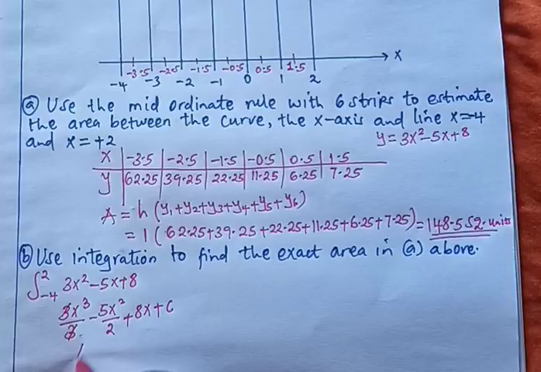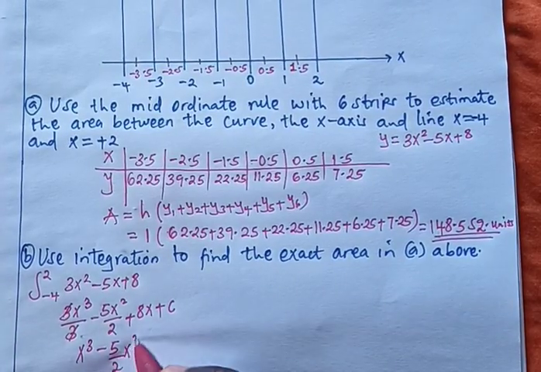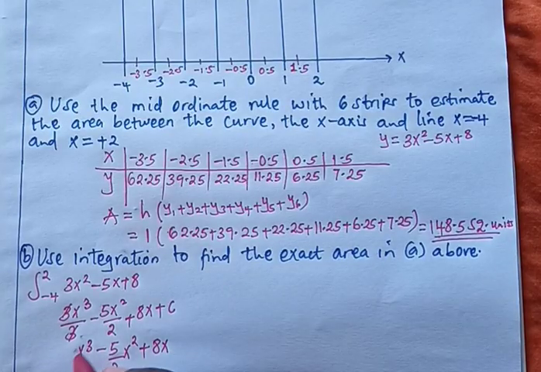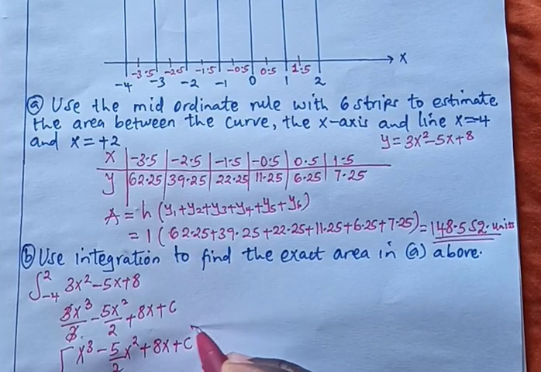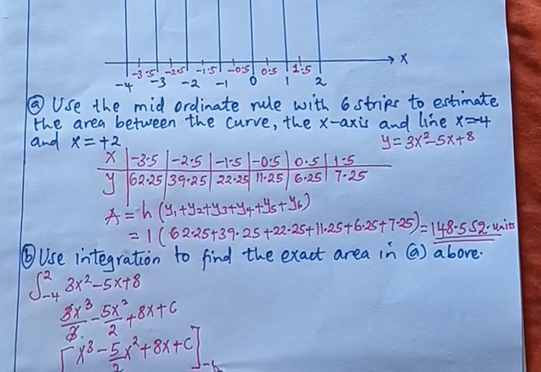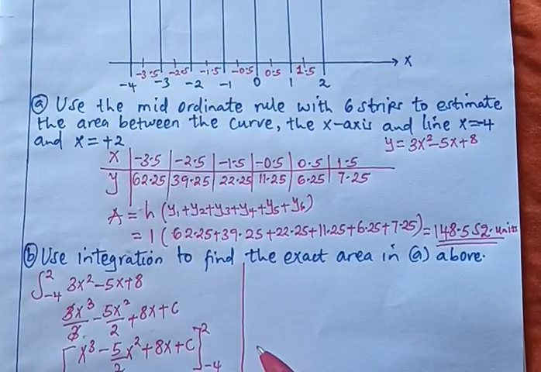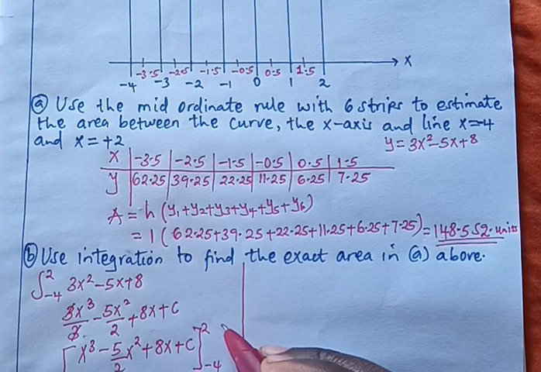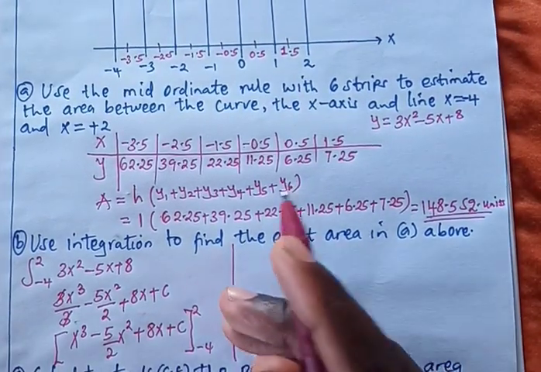We shall have x raised to power 3 minus 5 over 2 x raised to power 2 plus 8x, and of course plus c. Then we integrate all the way from -4 to +2. Now let us substitute into this equation. Remember, all these are x values, so we are going to use all of them.